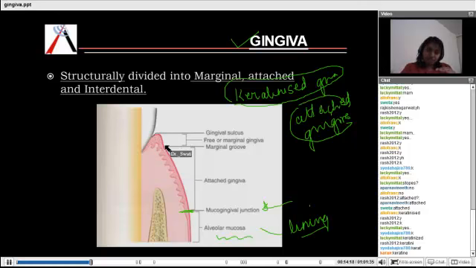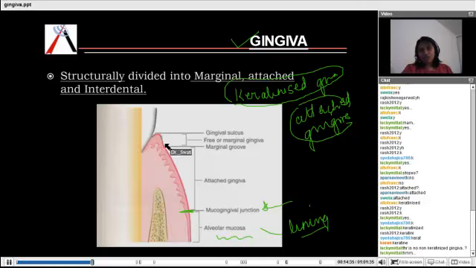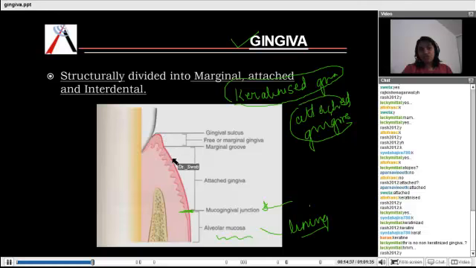At the marginal gingiva's end, there is non-keratinized mucosa in the alveolar mucosa. There is also non-keratinized epithelium in the sulcular epithelium, inside here. But when we talk about the outer side of the marginal gingiva and the attached gingiva, they are keratinized. Okay?